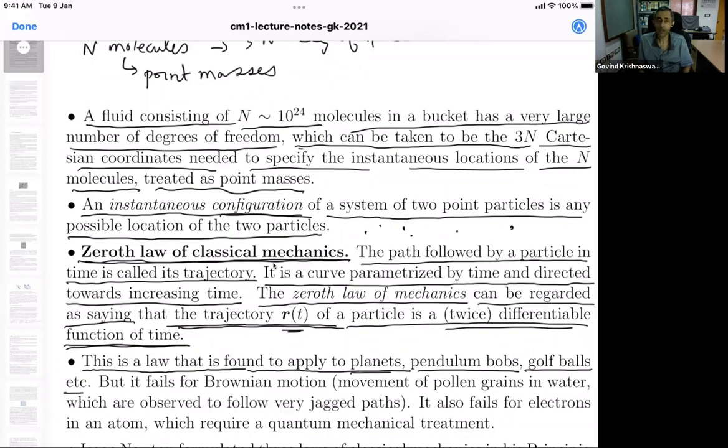But there are contexts where it fails. For instance, it fails for Brownian motion, namely the motion of pollen grains in water. The trajectory of a pollen grain in water cannot in any useful way be modeled as a twice differentiable function of time.